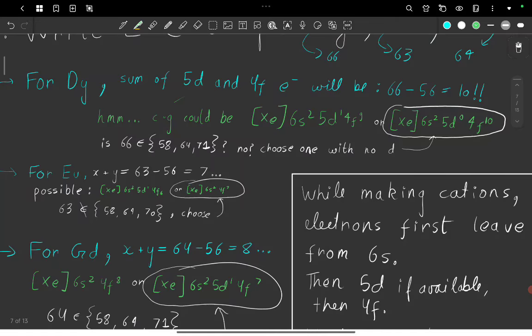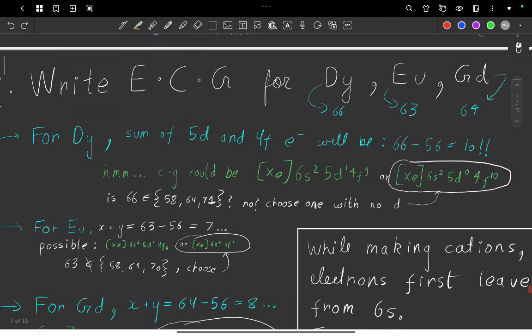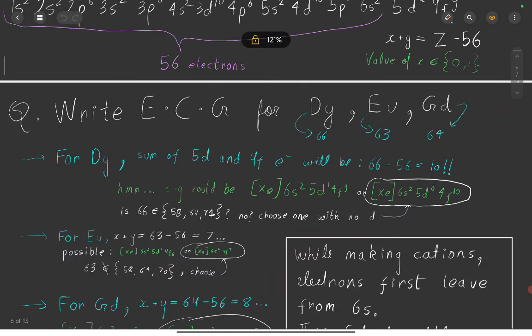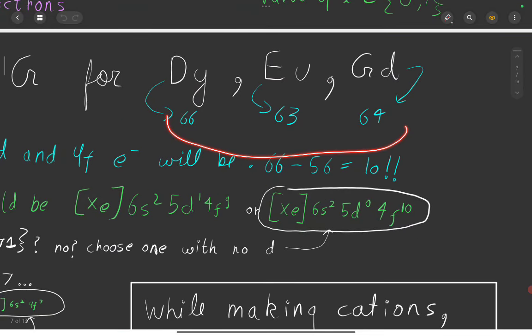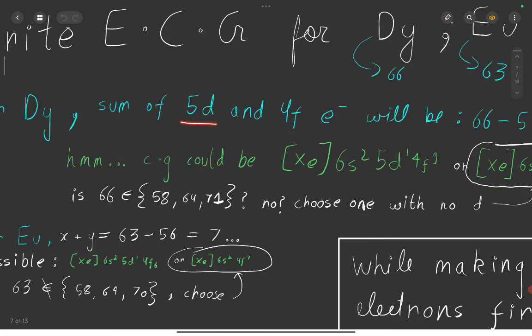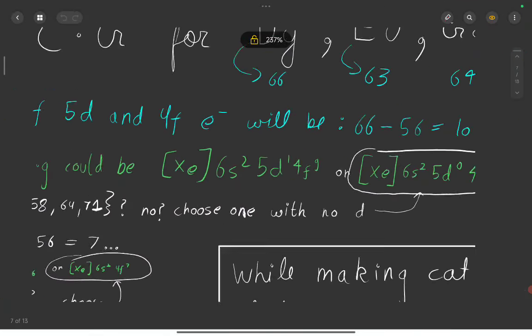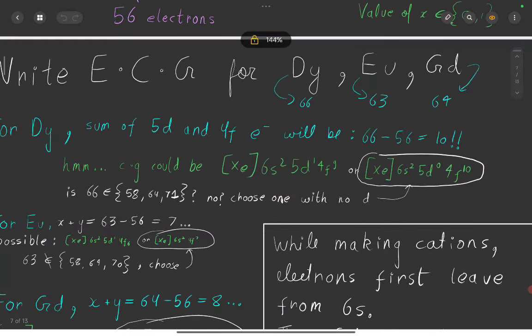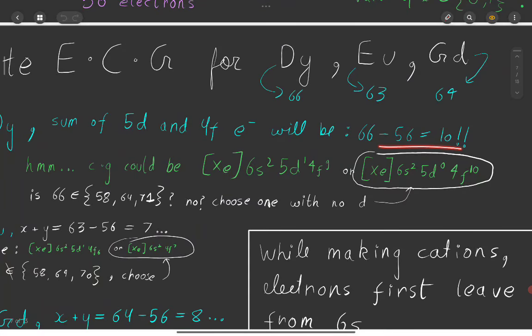Download the notes and look at them. Here I have given myself a question: write the electronic configuration for dysprosium, europium, and gadolinium. So you write down the atomic numbers, subtract 56, and get the answer. This will be the sum of your 5d and 4f electrons. Now write down the two possibilities. If this has 10 electrons, either all of them go to the F subshell, or one of them goes to the D subshell and the rest go to the F subshell.